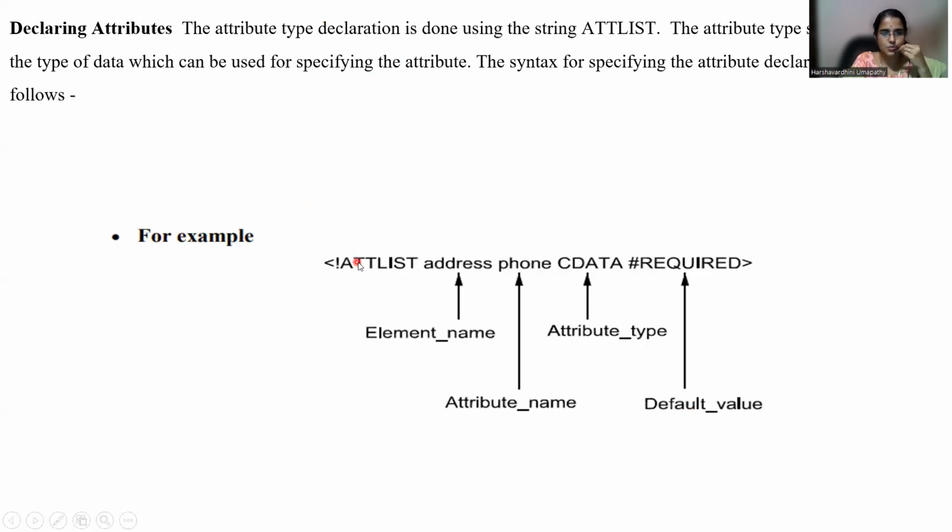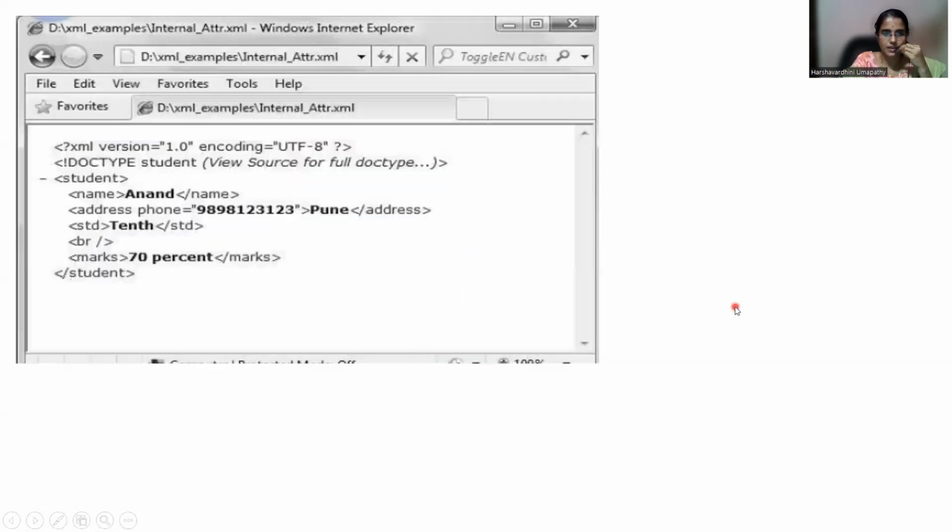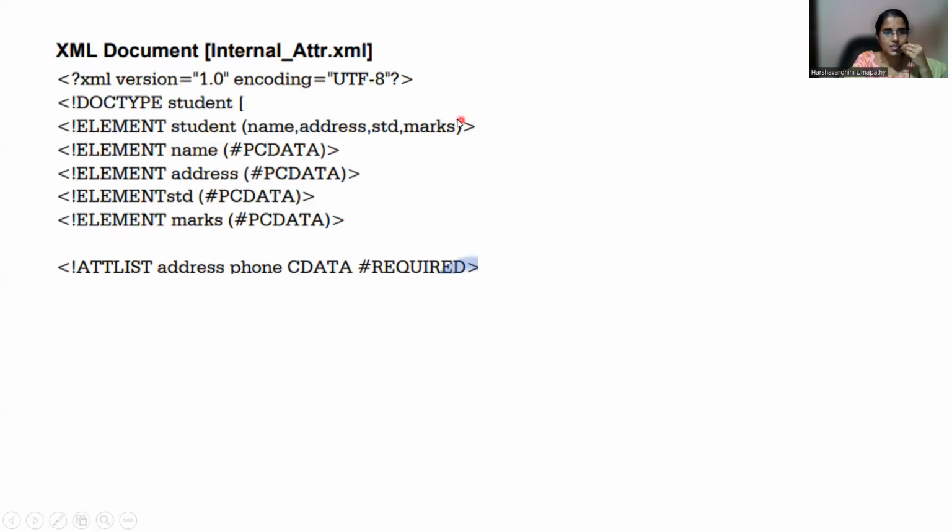In this attribute list, the element name is address, the attribute name is phone, the attribute type is CDATA, and the default value is required. And then, this is the example where we are using ATTLIST.